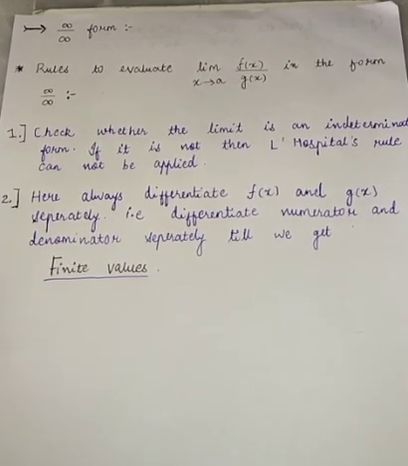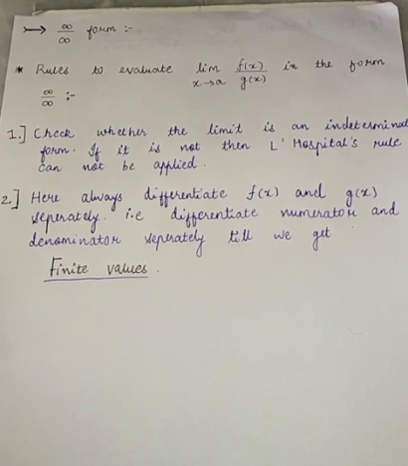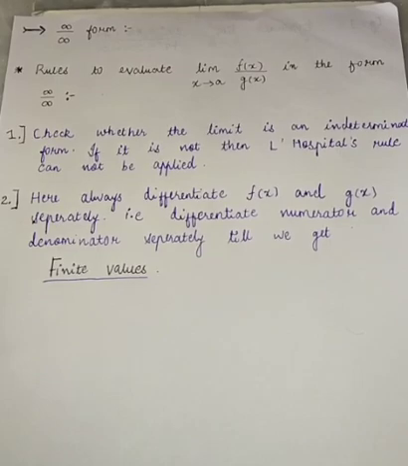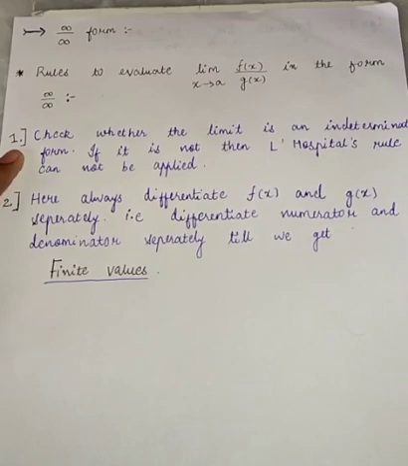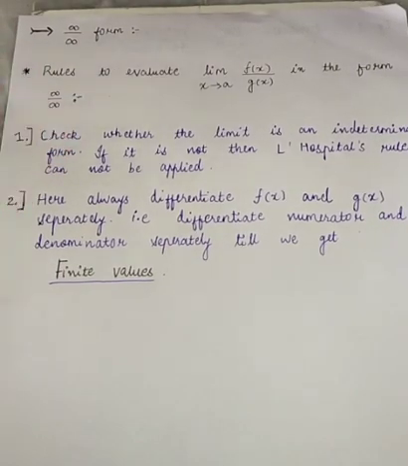Hello everyone. So today we will see how to evaluate infinity by infinity form in this lecture. So, rules to evaluate limit x tends to a f of x upon g of x in the form infinity by infinity. So, rule number 1 is we have to check whether the limit is an indeterminate form or not. Because if it is not, then L'Hospital's rule cannot be applied.